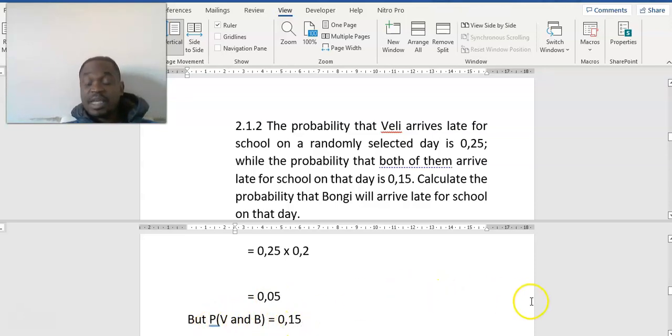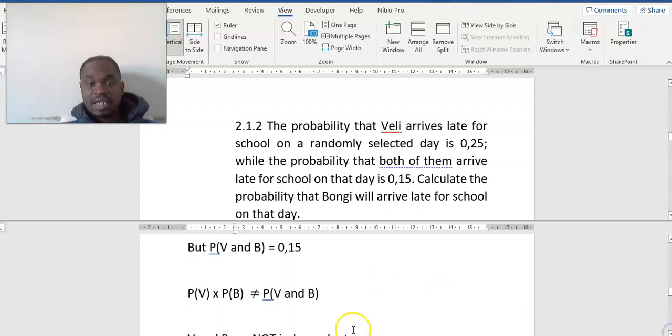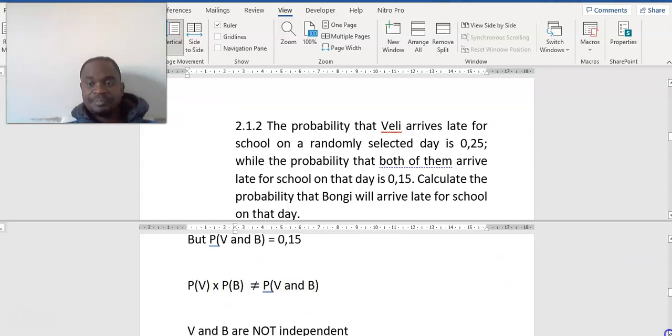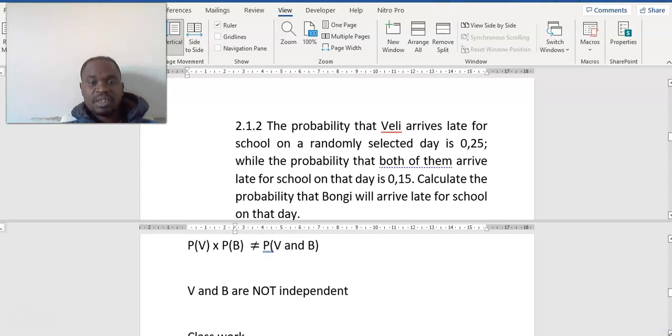It's not the same. So we can conclude that the probability of Verley coming to school late and Bongani coming to school late is not equal to the probability of Verley coming to school late multiplied by the probability of Bongani coming to school late. Is that okay? So they are not independent. We can conclude that they are not independent.